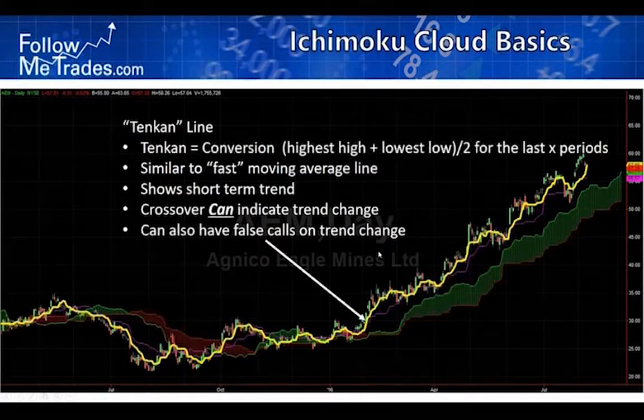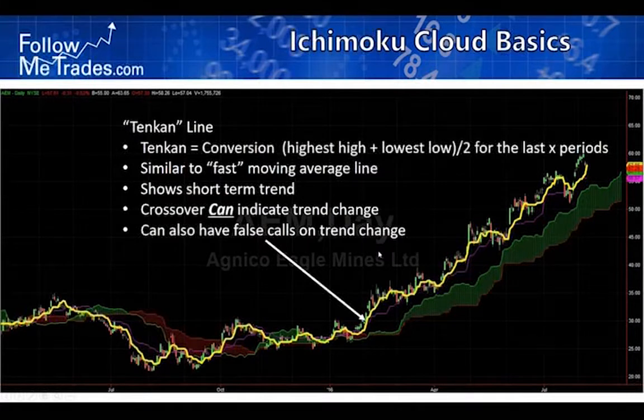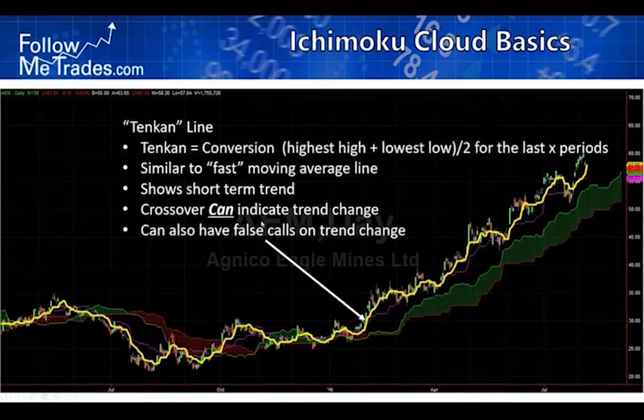And I think I like it better. It gives you a better midpoint, because in an uptrend, right, the closing price is going to be biased to the top of the bars, and in a downtrend, the closing price is biased to the bottom of the bars. But if you're taking the average of the highest high and lowest low, you really have a good midpoint for the look-back period. So Tenkan line is a fast line, very similar again to a simple moving average.